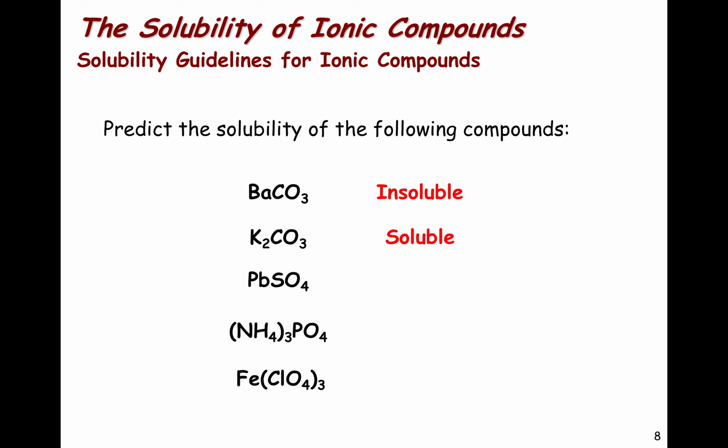The third example here is lead sulfate. Most sulfates are soluble, but lead 2+ happens to be an exception to that solubility rule. So in fact, this is insoluble. The fourth example is ammonium phosphate. Most phosphates are insoluble, but the ammonium ion is the exception, and so as a result, this is a soluble compound. And then finally we have iron 3 perchlorate. Most perchlorates are soluble, and iron is not an exception to that rule, so this is a soluble compound.